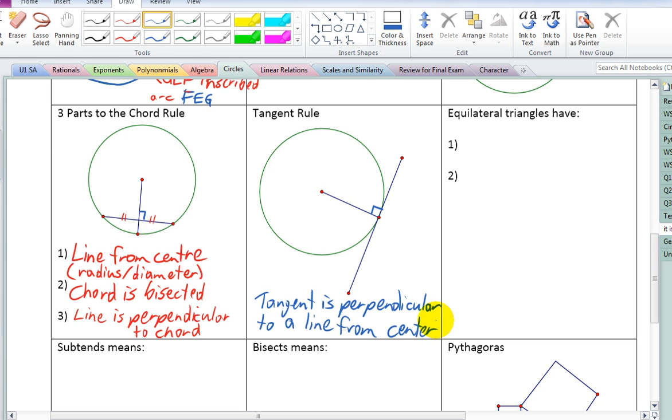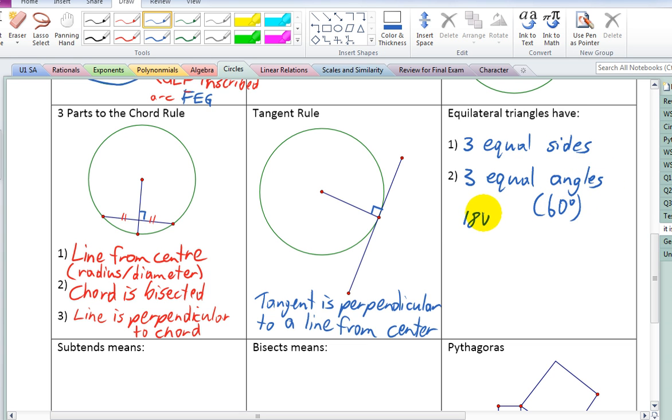Next one, equilateral triangles. What do they have? Yeah, 3 equal sides and 3 equal angles, which happens to be 60 degrees, right? So it's going to be 180 divided by 3. Okay.